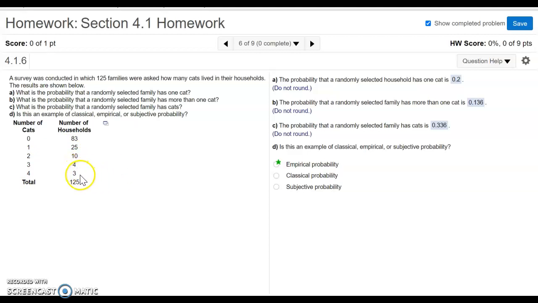If you add those together, it's 17 out of 125, which is 0.136. And then the probability that a randomly selected family has cats: that would be 1 cat all the way up to 4. If you add those up, that would be 42 out of 125. And then the last one in this example: is this an example of classical, empirical, or subjective? This is empirical because we are observing data. Okay, so that is how you work empirical.